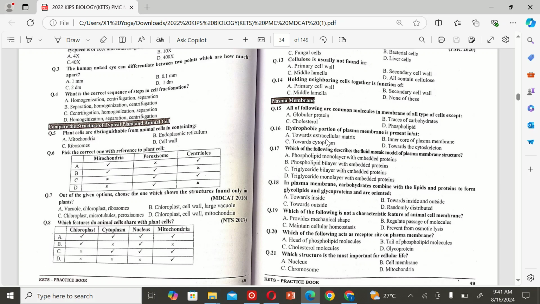The next MCQ is: the hydrophobic portion of plasma membrane is present in A. towards extracellular matrix, B. inner core of plasma membrane, C. towards cytoplasm, and D. towards the cytoskeleton. So the correct option is B. Inner core of plasma membrane.